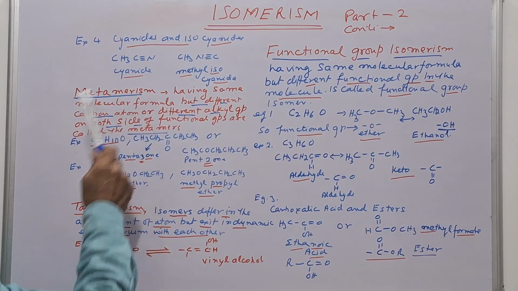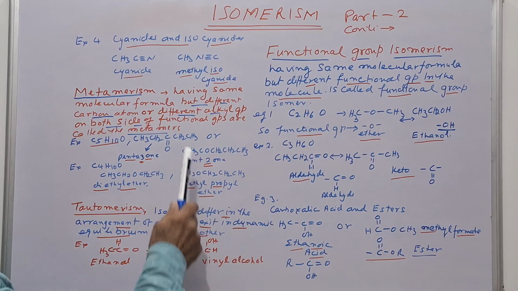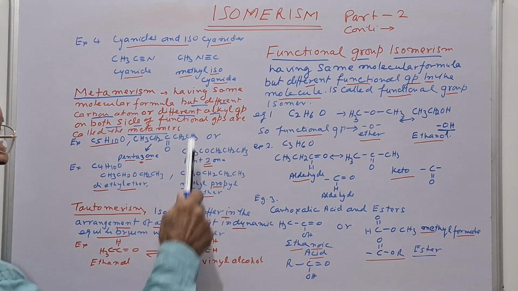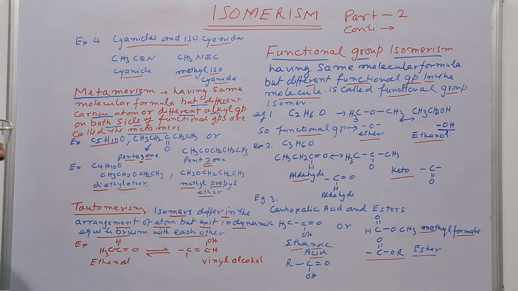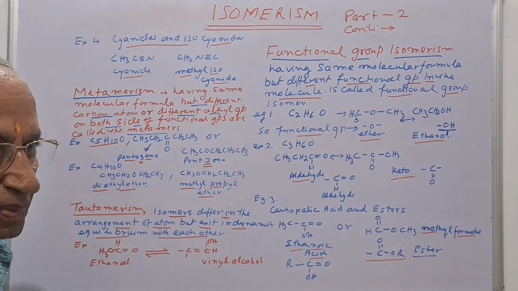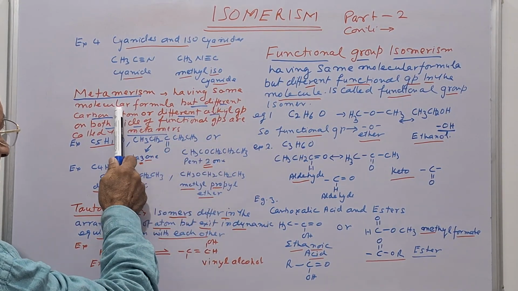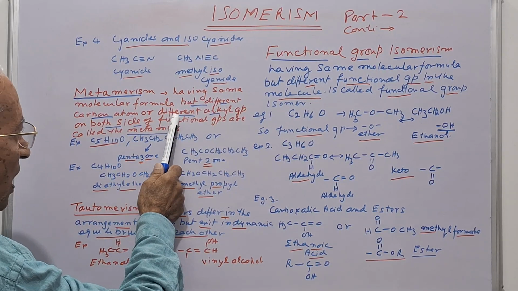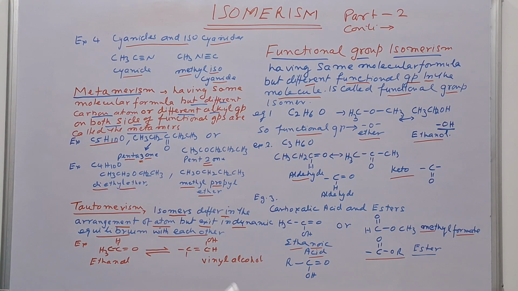Now the metamerism. See, in this case, having the same molecular formula, listen, but different numbers of carbon atoms or different alkyl groups on both sides of the functional group. Again listen, metamerism: having the same molecular formula but different carbon atoms or different alkyl groups on both sides of the functional group. That is known as the metamerism.